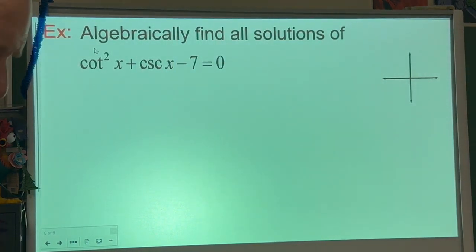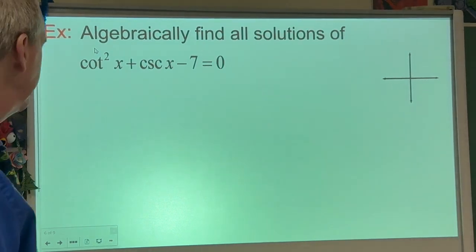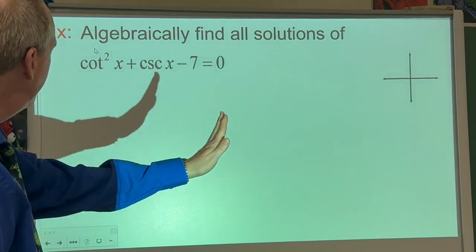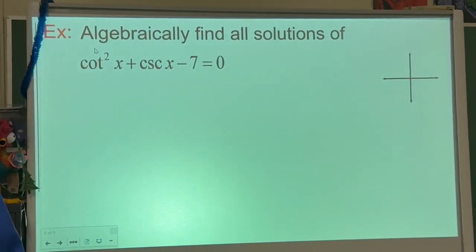Algebraically find all solutions. Oh my goodness, it's not just from 0 to 2 pi. It's everything. Hey, that sounds like fun to me. Well, we can't factor this as it's set up because cotangent is not the same thing as cosecant.